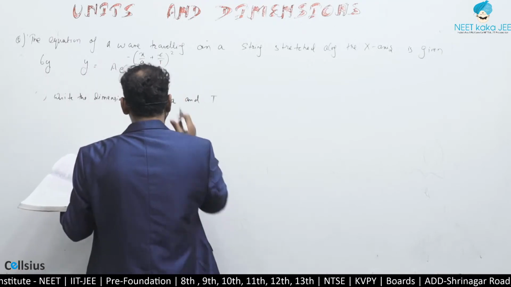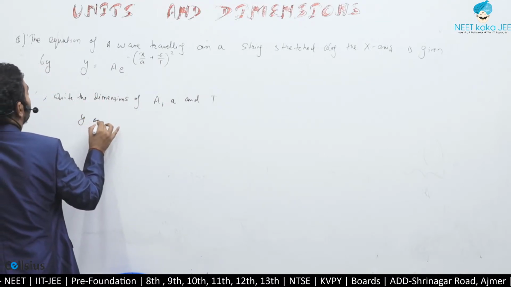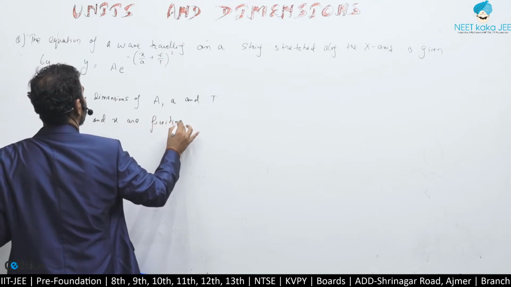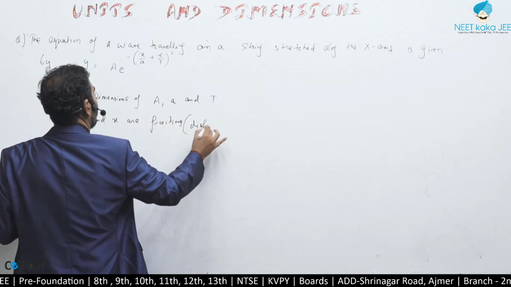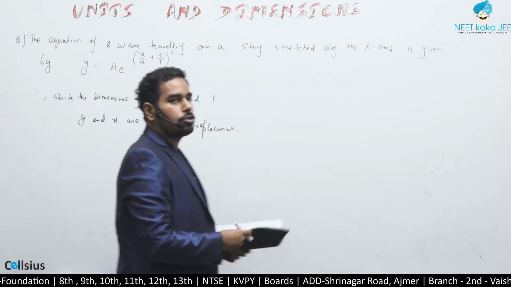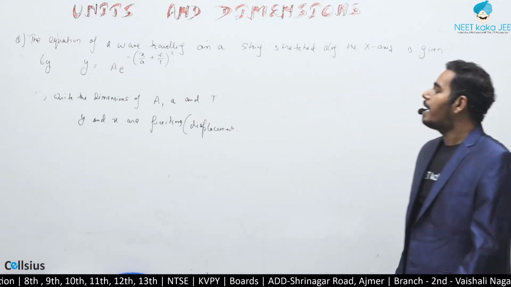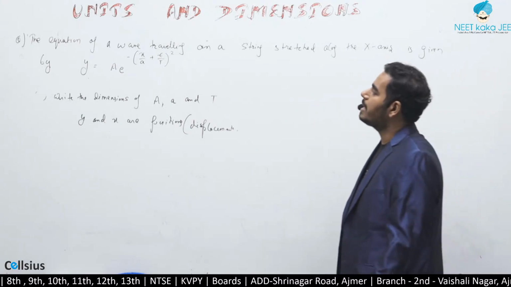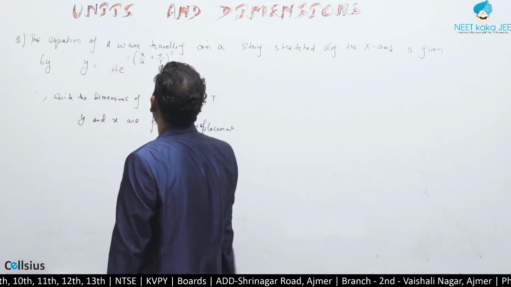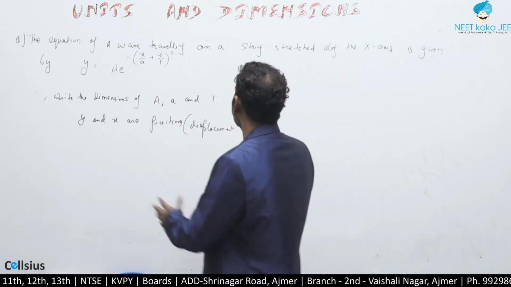Okay, and one more thing that you have to note over here, that y and x are positions, or rather displacements. Y and x are position, you can say, or it is displacement. So you'll have to write the dimensions of a and T, and the question is y is equal to a e to the power minus (x by a plus t by T) square. Okay, this is the equation of waves.